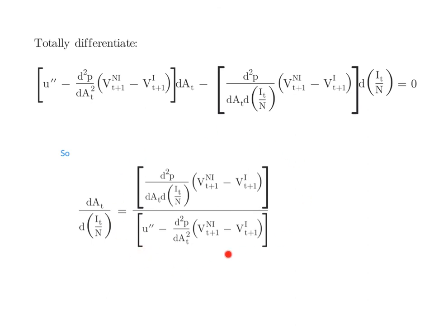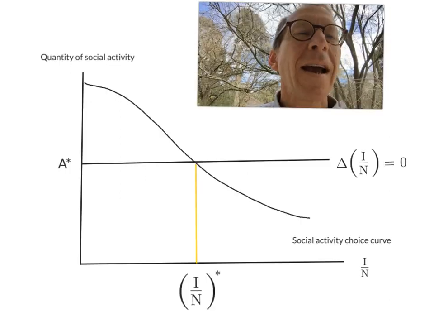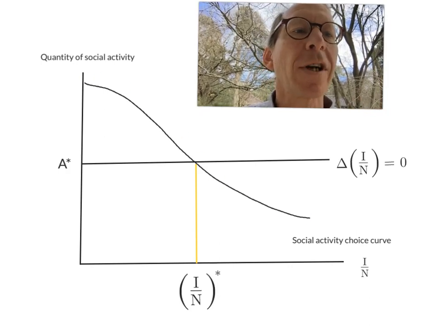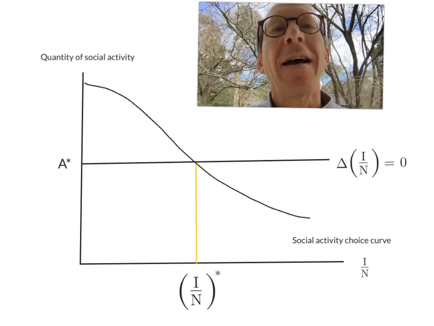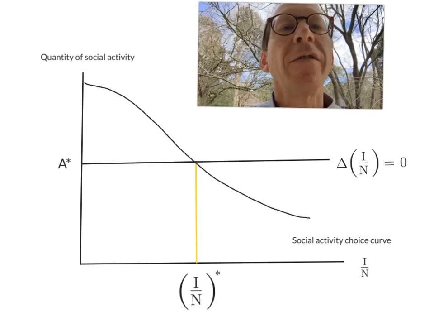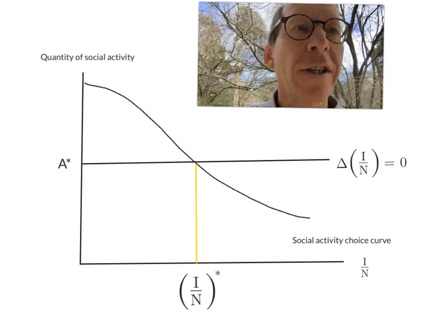Remember, the bottom part was going to be negative. In our example at least, the top part is positive. As long as that top bracket is positive, then this whole thing is going to be negative, or in other words, our activity level will be falling in the proportion of the population who's infected. And that's just exactly what we needed to get this downward sloping social activity choice curve. As the level of I on N rises, the level of social activity is going to tend to fall.